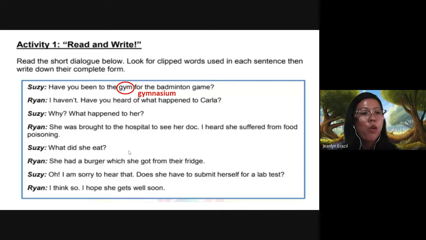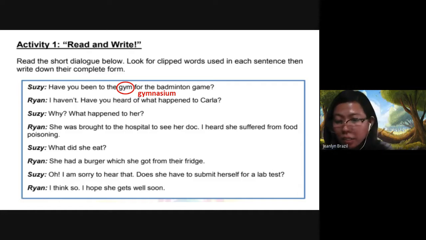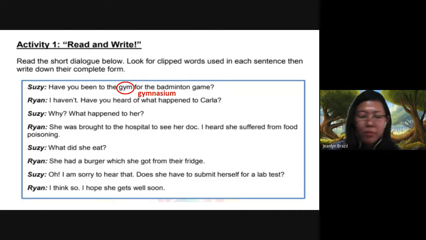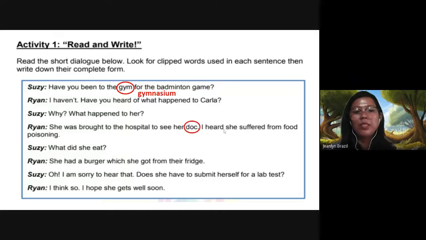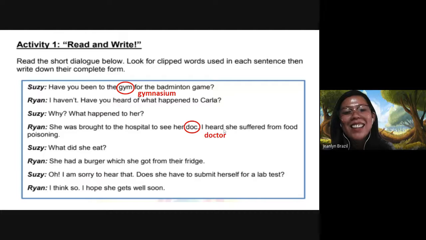What about the fourth sentence? She was brought to the hospital to see her doc. I heard she suffered from food poisoning. Is there a clip word here? Yes, Shandy? Yes, there is. And that is doc. And the full word is doctor. Let's see if you're correct. Oh, you're correct. And the original word or complete form of doc is doctor.